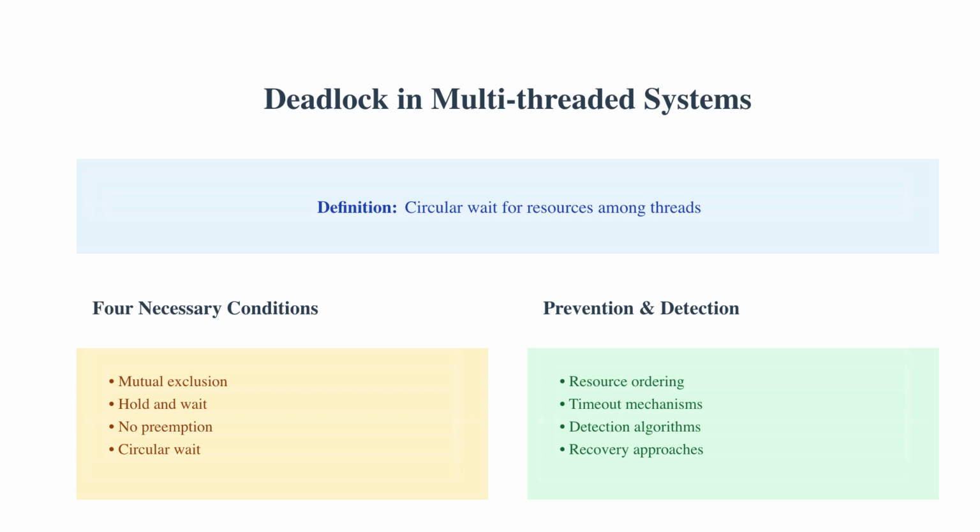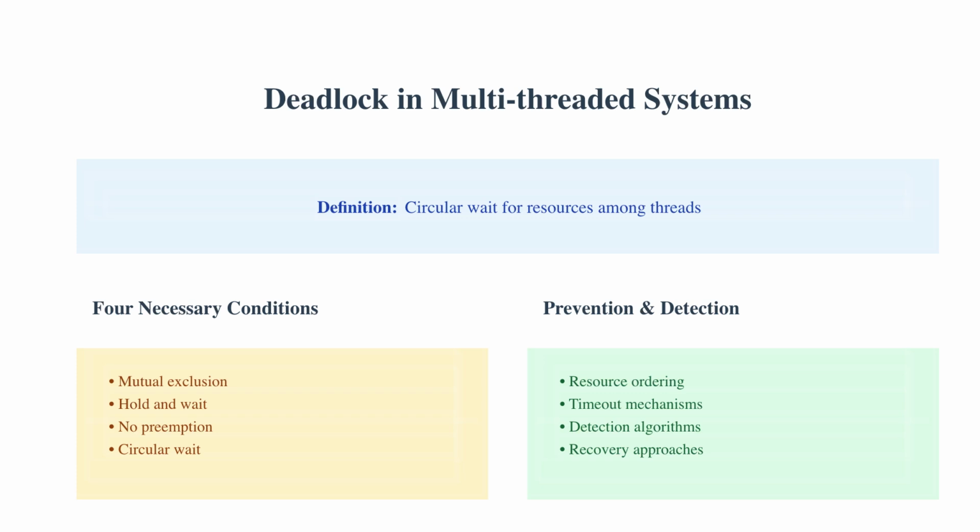Building on the synchronization primitives we just covered, let's understand how threads can get stuck waiting for each other indefinitely. A deadlock occurs when we have a circular wait for resources among threads. Picture this. Thread A holds resource 1 and waits for resource 2, while thread B holds resource 2 and waits for resource 1. Neither can proceed, creating a permanent standstill.